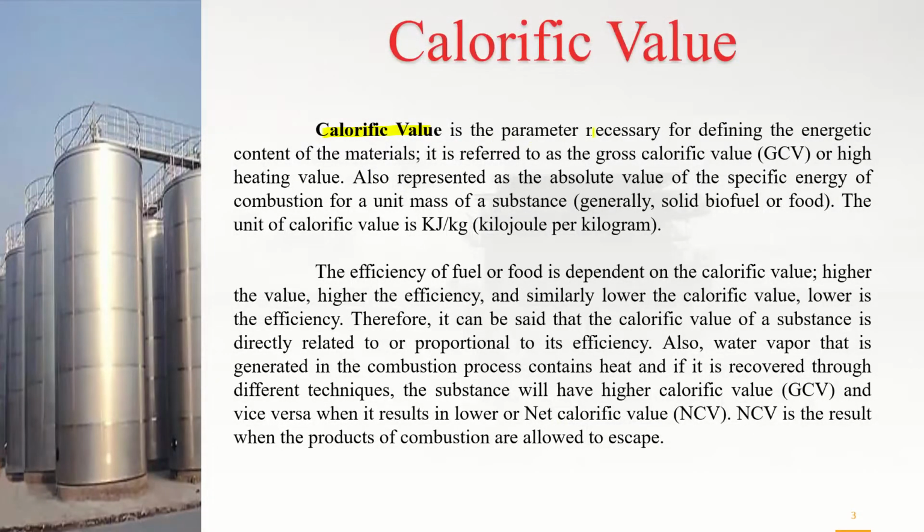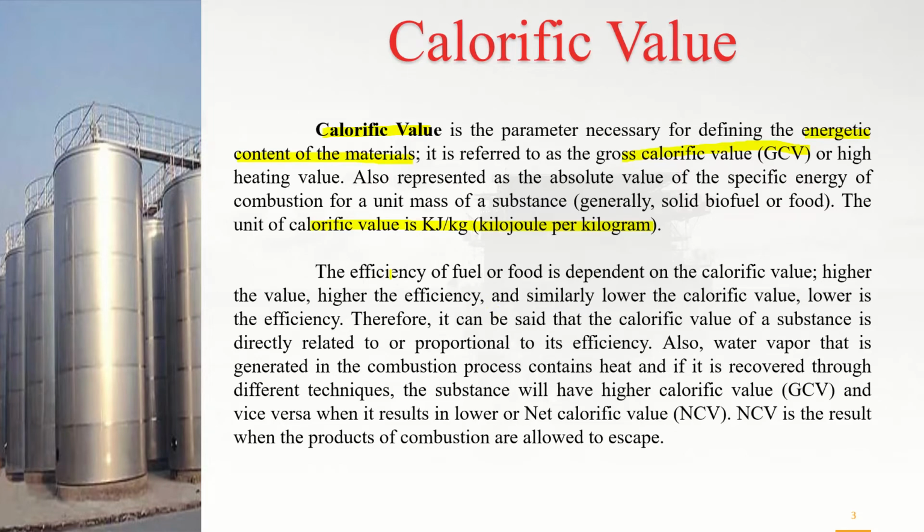Now it is the parameter necessary for defining the energetic content of the materials, whether it is food or fuel. It is referred to as the gross calorific value or high heating value. Also, it is represented as the absolute value of the specific energy of combustion for a unit mass of a substance. The unit of calorific value is kilojoule per kg. It is unique for the solid fuels or the food. However, unit will be different in case of gases. I will be explaining further.